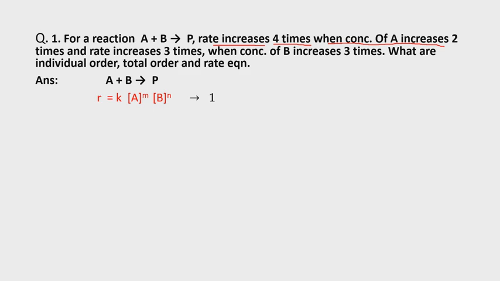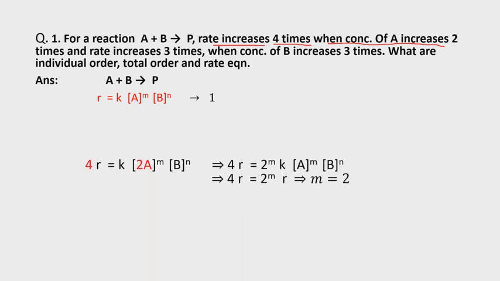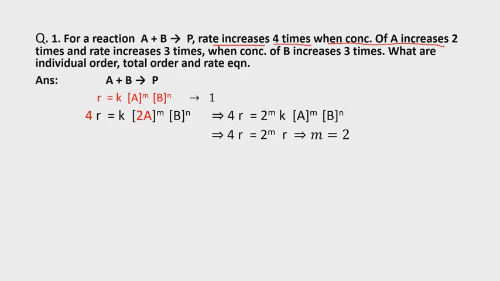Now look at the step. Yes, this is the step here. When a rate R becomes 4R, rate increases 4 times means R becomes 4R. When A becomes 2A, it is already given in the question data. So I am writing here according to the data only.